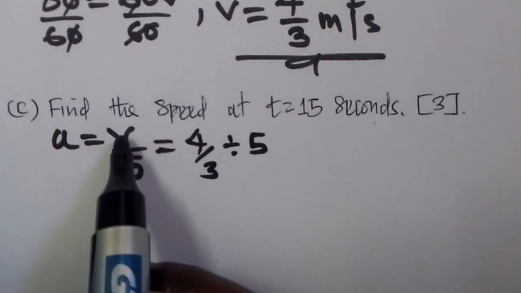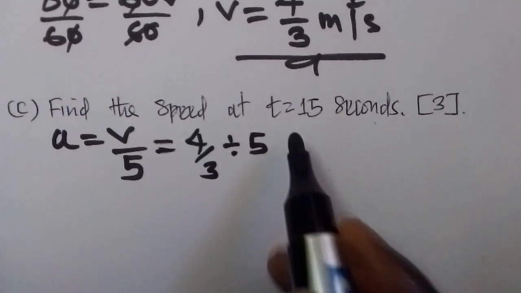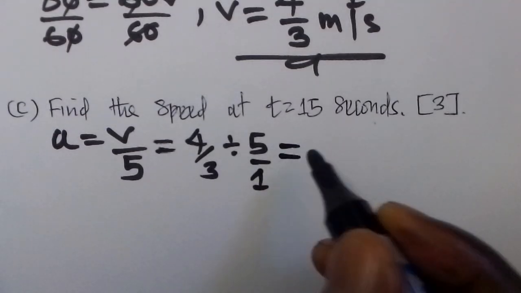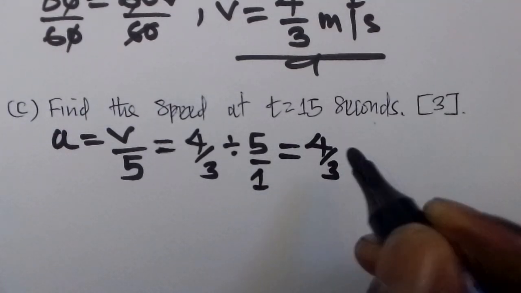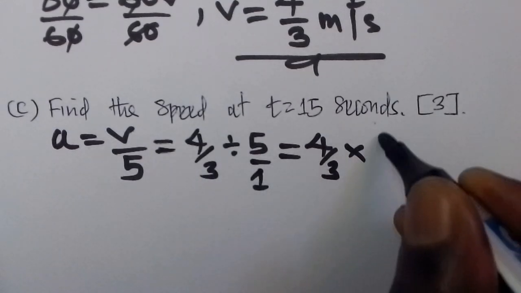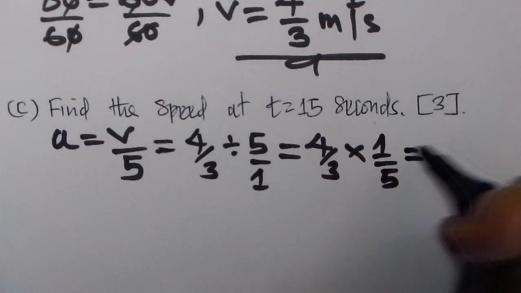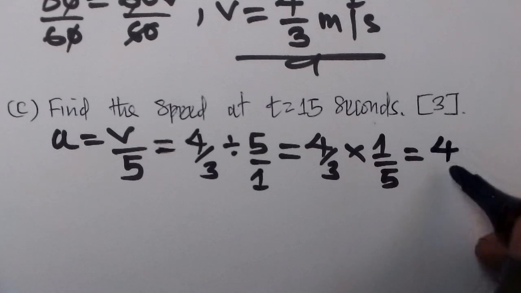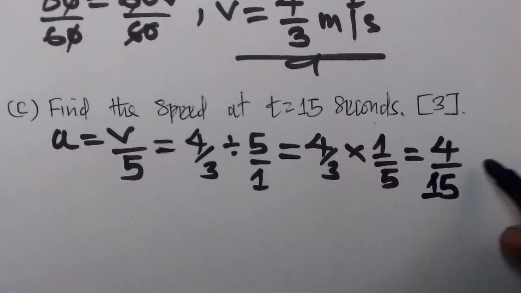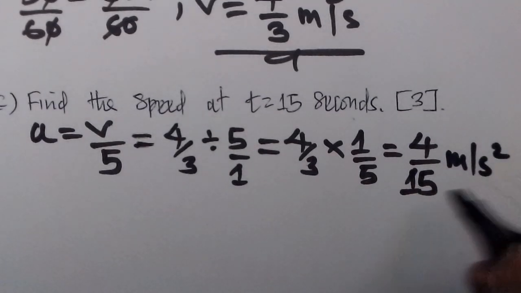Because here is division, V divided by 5. So this means that the value of V is divided by 5. And then to make it a fraction, we say over 1. So now this can be written as 4 over 3. Then we change the operation, meaning this will reciprocate. 1 will go up, then 5 below. And this basically gives 4 times 1, which is just 4 over 3 times 5, which gives 15. So this here is our acceleration, which we can indicate as meters per second square.